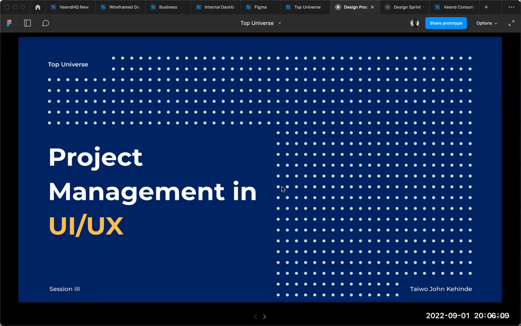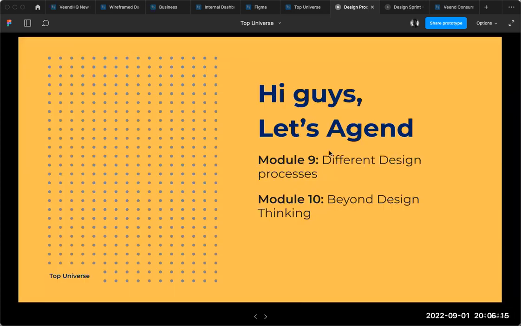So yeah, project management in UIUX, right? So let's adjourn. We've covered different aspects under project management in UIUX, and today we'll be talking about the different design processes that we have, and beyond design thinking. I'm sure every one of us here at one point has heard about different design processes. It's one of the most important things you need to know as a designer. For instance, if you get called up for an interview, one of the foremost questions you'll be asked by the recruiter is, okay, what's your design process, right?